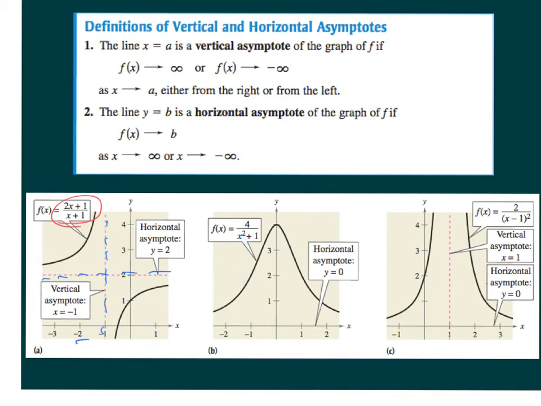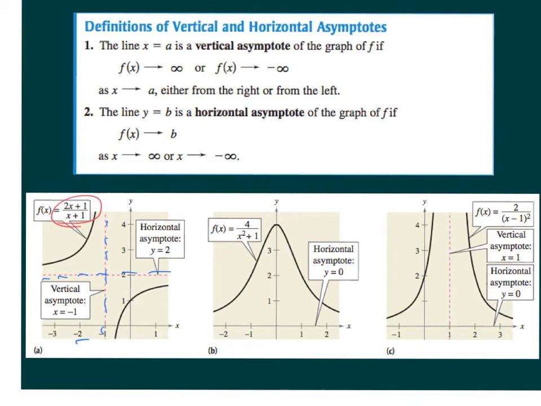Let's look at this next function. I have 2 over the quantity x minus 1 squared. What can I not have on the bottom? Okay, I can't have 0 on the bottom, but what number, when I substitute it in, will make it 0 on the bottom? 1. So I have a number 2 over 0 when I substitute in 1. So that's why I have a vertical asymptote at x equals 1. All right. Now, where's my horizontal asymptote? Where's my higher powers? The bottoms. So what do I get? I get y equals 0.